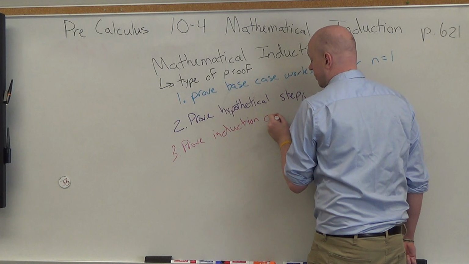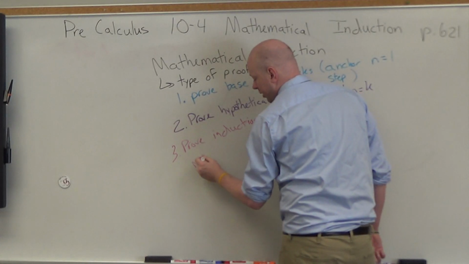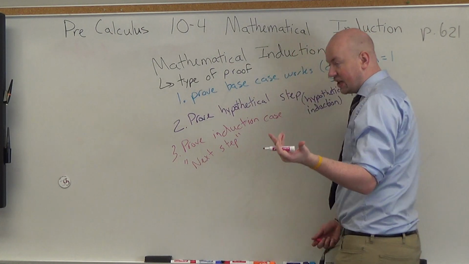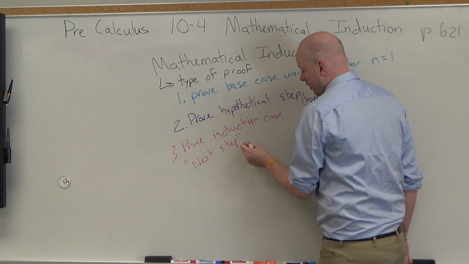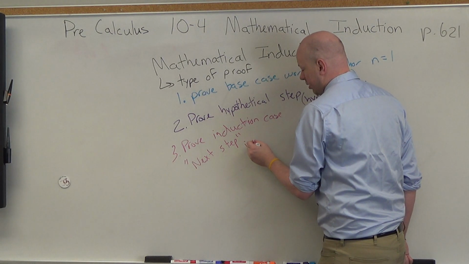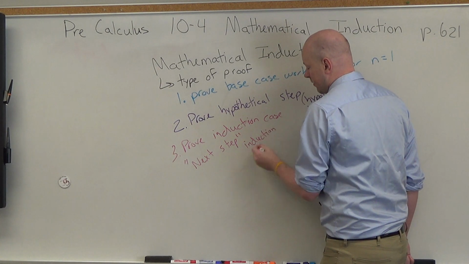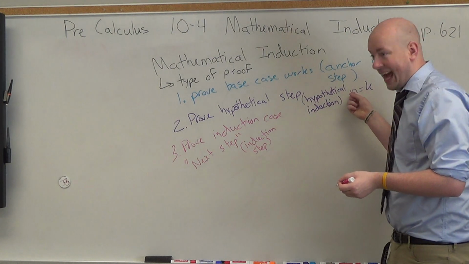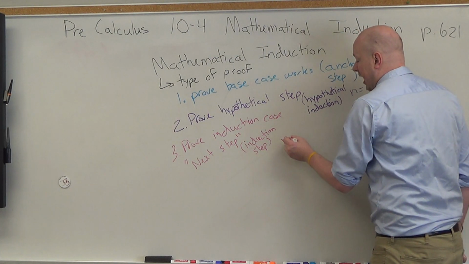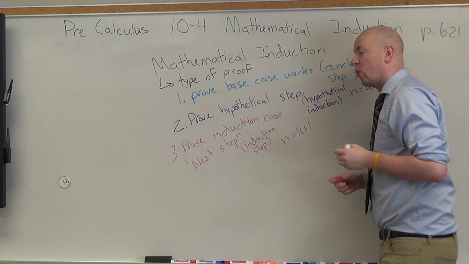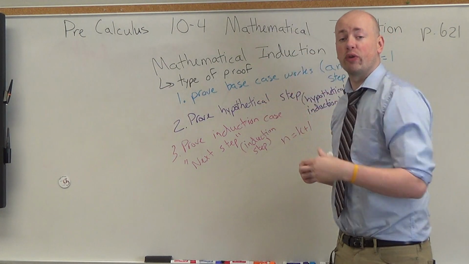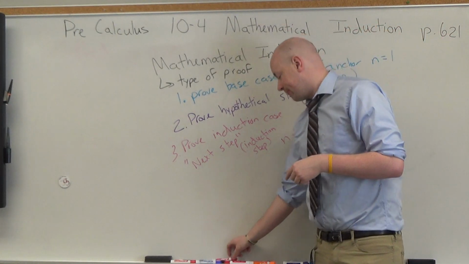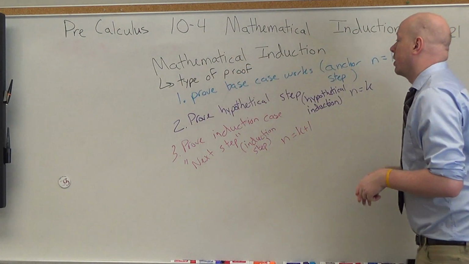The third and final step is we have to prove what's called the induction case. Induction case. It's essentially called the next step. I'll have in parentheses, its official term is, again, the induction step. And where our hypothetical was n equals k, our induction step is n equals k plus 1, because it's just the step after the hypothetical. It's that next case. I'm just adding 1 to the number of steps that I've taken. Okay, so that's all mathematical induction is.